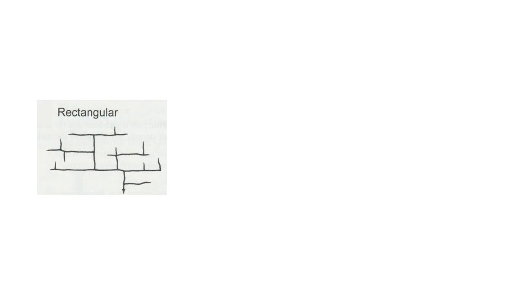The next stream pattern is the rectangular pattern. Rectangular patterns develop in areas where the underlying geology consists of faults and joints, which direct the stream direction. The joints and faults are usually less resistant to erosion than the area that surrounds it, which results in streams which are very straight and bend at 90-degree angles, as seen in the image.